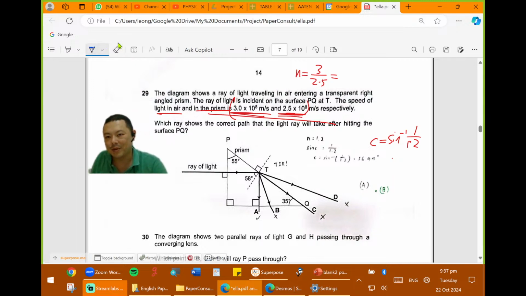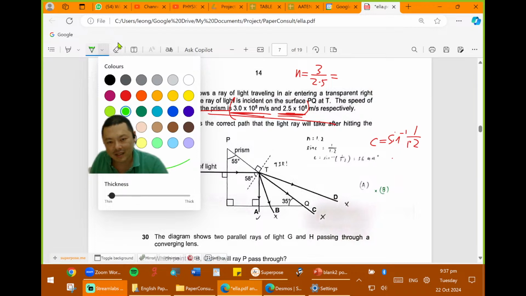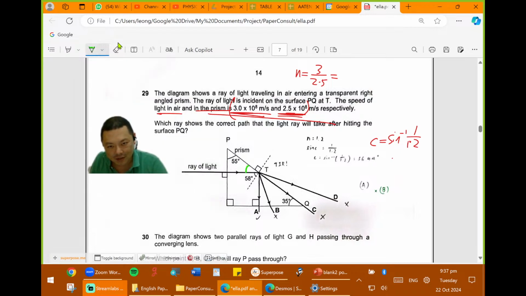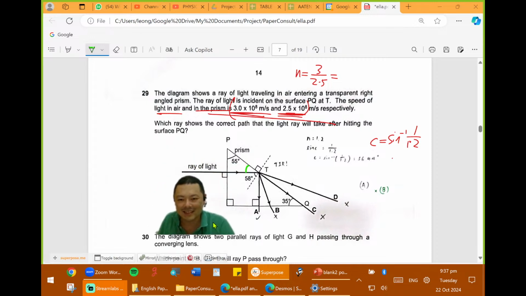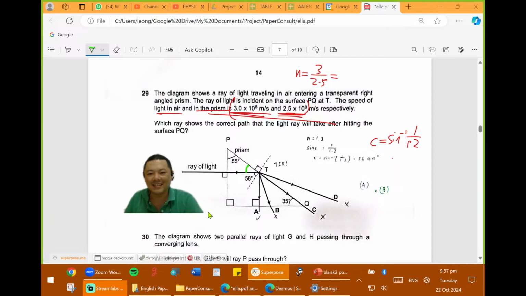Let me show you what's wrong, okay? You look at this angle. You tell me what's the angle there. What's this angle here? Or is it 35? Right, they made a mistake.